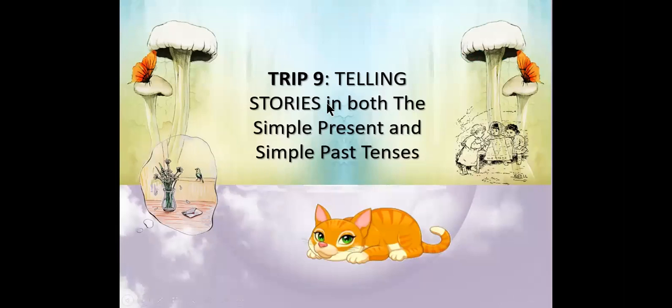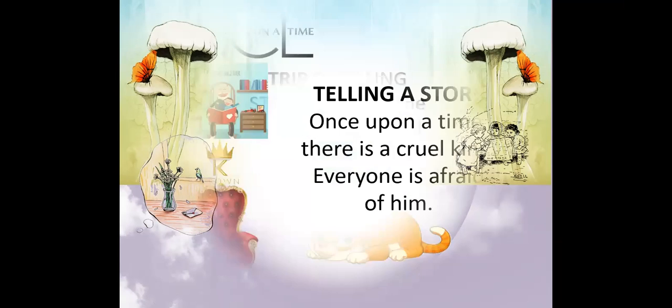Now, trip 9, the last presentation before the last one, before the 10th trip. Trip 9: telling stories in both the simple present tense and simple past tense. Yes, you know this. In Turkish, we also do it like this. We both start and continue and end a whole story in simple present tense or in simple past tense.